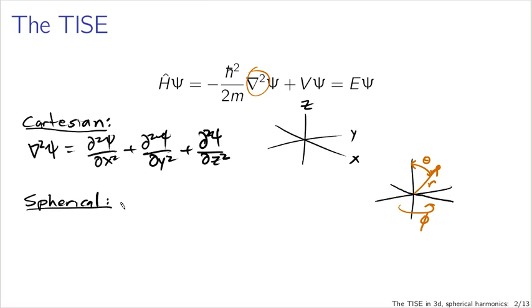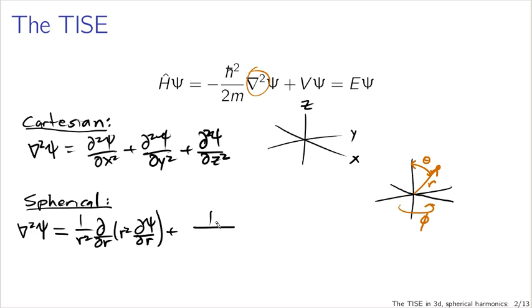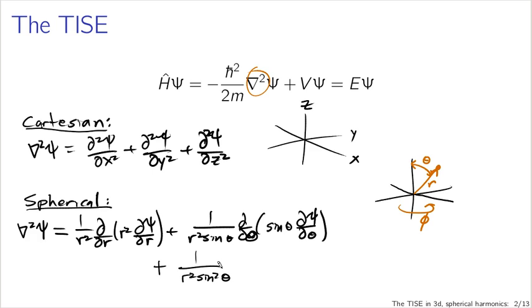And in that coordinate system, our Laplacian in spherical coordinates is a good deal more complicated than our Laplacian in Cartesian coordinates. Del squared, acting on some function psi, is 1 over r squared times the partial derivative with respect to r of r squared times the partial derivative of psi with respect to r, plus 1 over r squared sine theta, partial derivative with respect to theta, of sine theta, partial derivative of psi with respect to theta, and yet another term, plus 1 over r squared sine squared theta times the second partial derivative of psi with respect to phi.